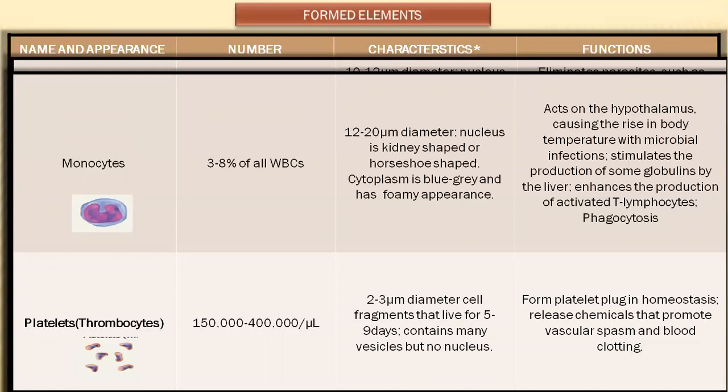Platelets, thrombocytes, they are between 150 and 400,000 platelets per microliter. So in terms of diameter, they're the smallest. They are between 2 to 3 micrometers in diameter. And these are just fragments of cells, and these cells are called megakaryocytes. So you have a lot of these platelets. The major function, they're involved in hemostasis. So they're involved in the formation of the platelet plug in hemostasis. So they release chemicals, especially cytokines, that will now result in vascular spasm and also blood clotting.